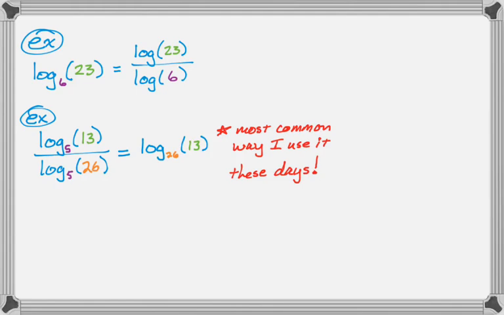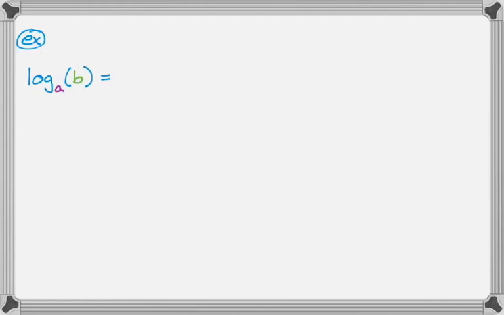So I want to show you one more thing, which is a really interesting property of logs, and it looks kind of like magic when you see it. So what we're going to do is start with the log of b in base a, and use the change of base formula, but I'm going to be really specific when I make my choice. I'm going to use base b. So I'm going to change this to log base b. So it's the log base b of b over the log base b of a.